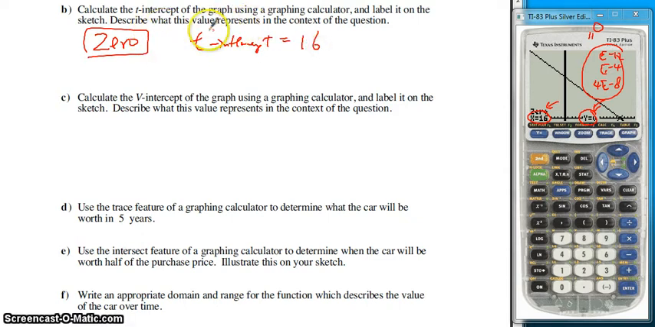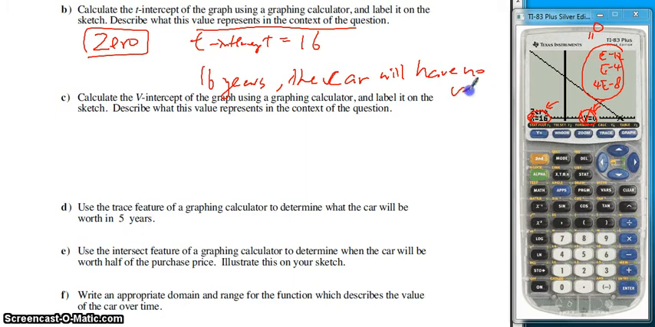Now interpret the meaning. Y represents v equal to 0. This is time, which means 16 years later, the car will have no value. It depreciated to 0. But you can still drive it.